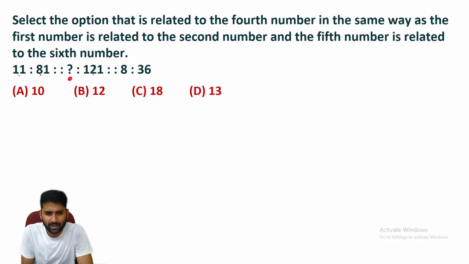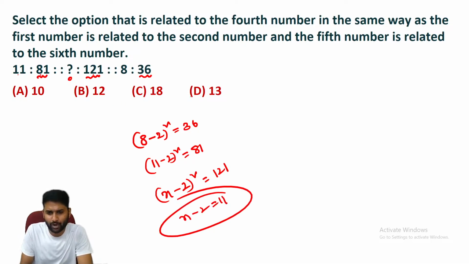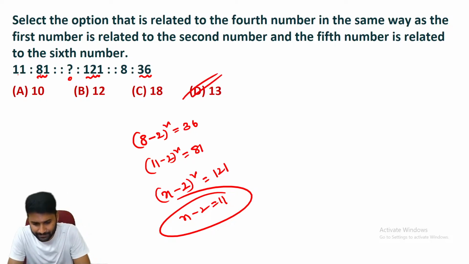Now see, you observe that this is a perfect square number, this is a perfect square number, and this is also a perfect square number. Now, if you check, 8 minus 2 whole squared is exactly equal to 36. The same way, 11 minus 2 whole squared is equal to 81. And whichever number we are subtracting, you will get 120. The 11 squared, x minus 2 is equal to 11. Now the value you have to replace is 13. 13 is the correct answer.